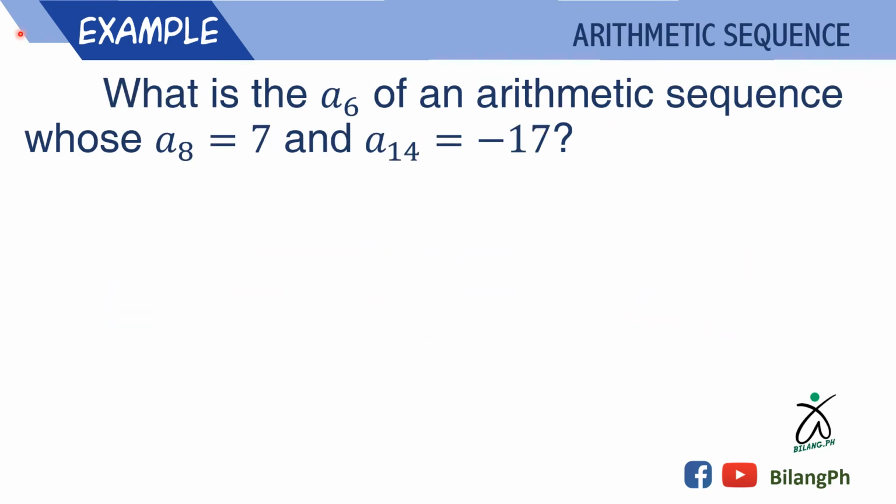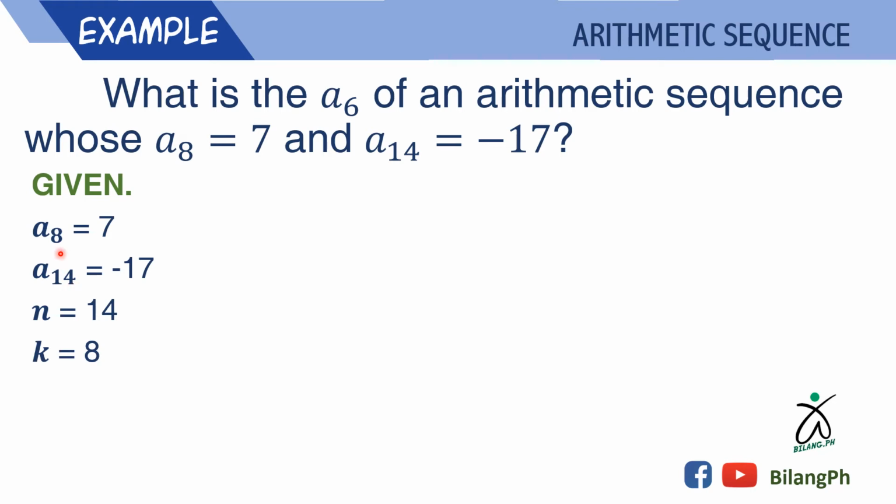Another example. What is the sixth term of an arithmetic sequence whose 8th term is 7 and 14th term is negative 17? Hinahanap natin yung pang-anim. So, identify muna natin yung mga given. A sub 8 is equal to 7. A sub 14 is equal to negative 17. Sabi kanina, n should be greater than k. So, ang n natin ay 14. At ang k ay 8. Hinahanap ang a sub 6 or yung 6th term. Wala pa tayong common difference. At wala din tayong first term.